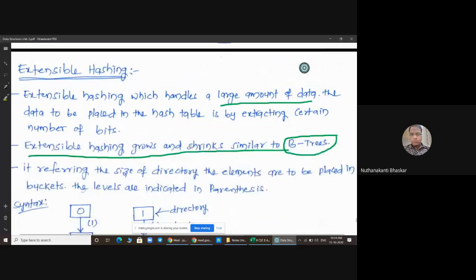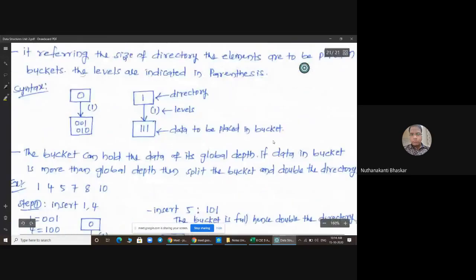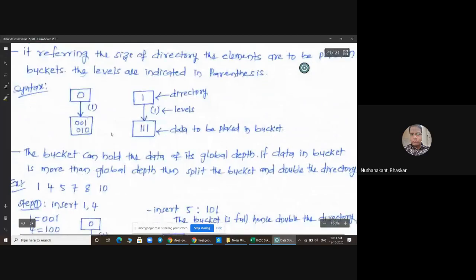I will show you that meaning also. Don't worry. Here, in extensible hashing, there are buckets. A bucket is nothing but a memory. So don't think a bucket means something special. A bucket is nothing but a memory block. Are you clear?